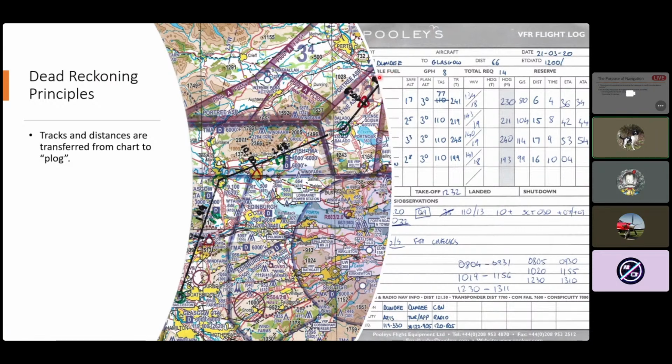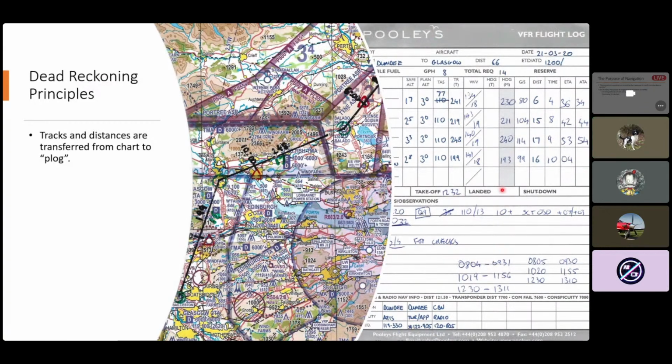But what we do with those tracks is we transfer them into something called a plog, or a pilot log. This is the thing that you really use in flight. This is where you record all your calculations, the headings that you're going to fly, distance, the time, and that's how you work it. And the chart's there for reference.